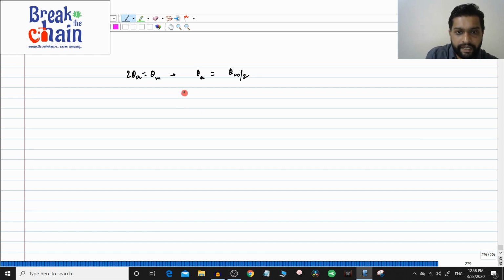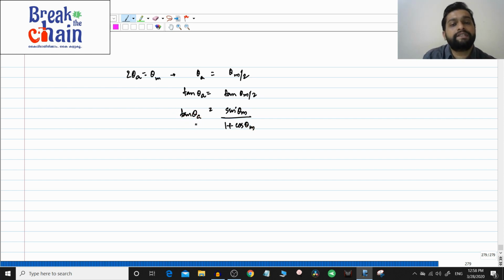So, we will take tan on both sides. So, tan theta A is equal to tan theta M divided by 2. Now, with a simple geometric relation, I can write tan theta M by 2 will be equal to sin theta M divided by 1 plus cos theta M. Okay, this is tan theta A. And what is tan theta A? Tan theta A is nothing but what?